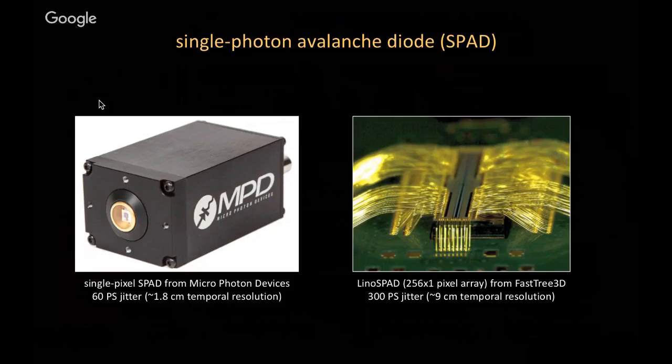The LINO SPAD is another SPAD that I've been using, and I'll talk about later on throughout this talk, that consists of a linear array of SPAD pixels. So you can have more than just one SPAD pixel. You can have, of course, many of them, like a regular sensor. The trade-off in this case is that there's a higher jitter associated with this particular sensor, around 300 picoseconds, which means that the pulses that you detect are approximately 9 centimeters in width.